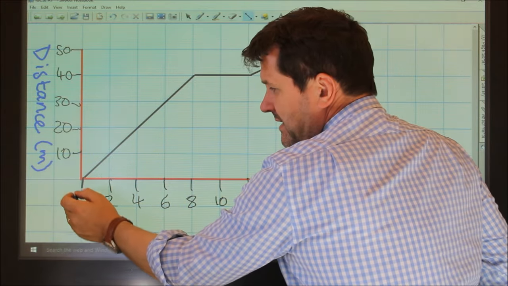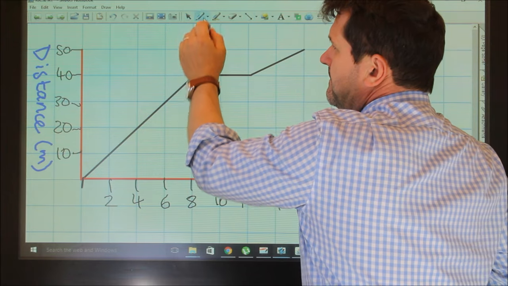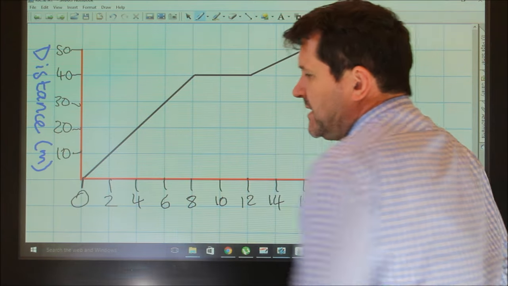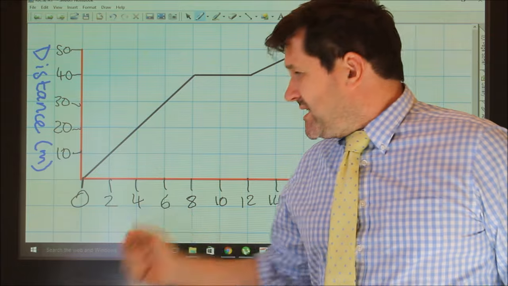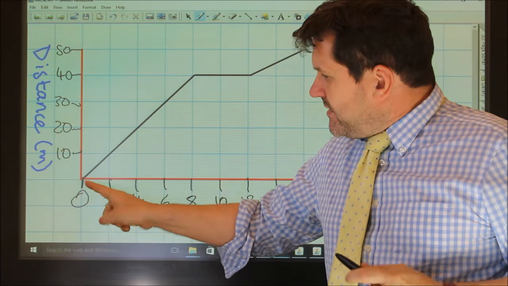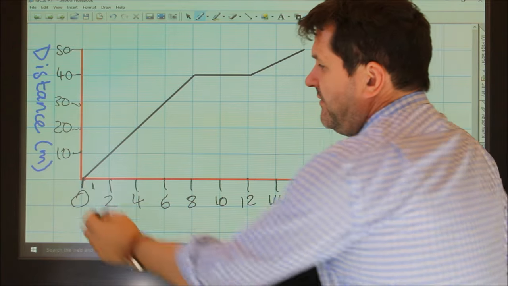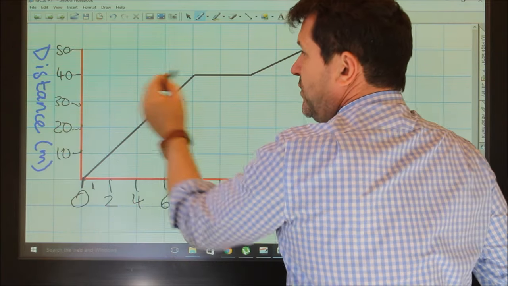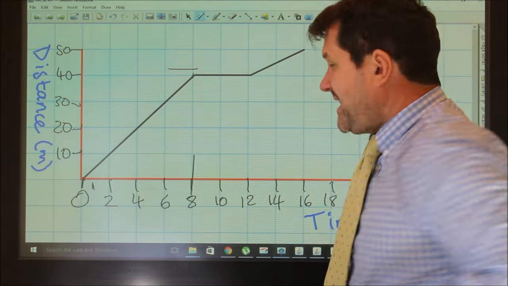So when the time equals zero, we start. Now we can see that this, if we think of it as somebody running, they cover a distance of 10, 20, 30, 40 metres in 8 seconds.